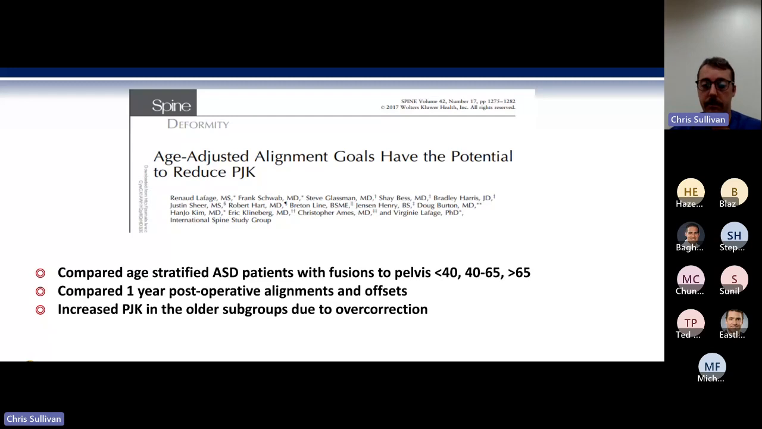And does that legitimately help? This was a study in 2017, which compared age-stratified groups, less than 40, 40 to 65, and greater than 65, and compared 1 year postoperative alignments and offsets. And basically what it shows is that there's an increased chance of proximal junctional kyphosis in the older subgroups, which was generally due to an overcorrection of those spinal pelvic parameters. That's the general goal.